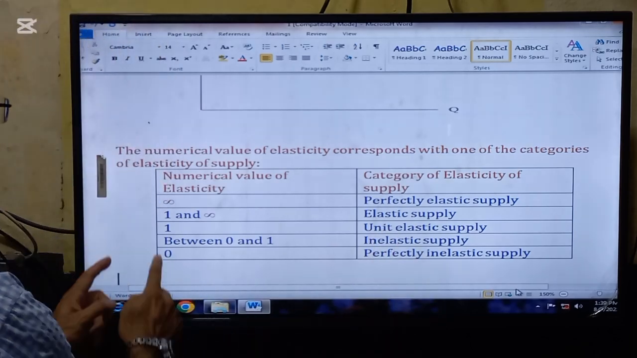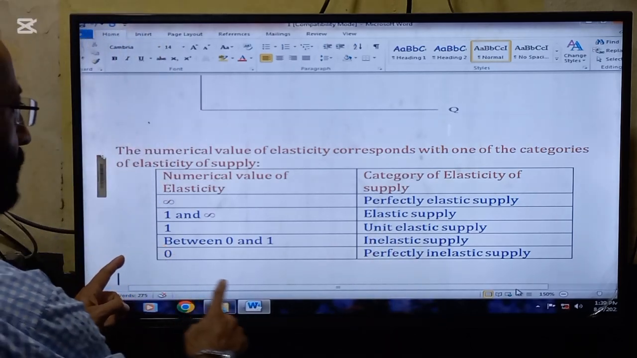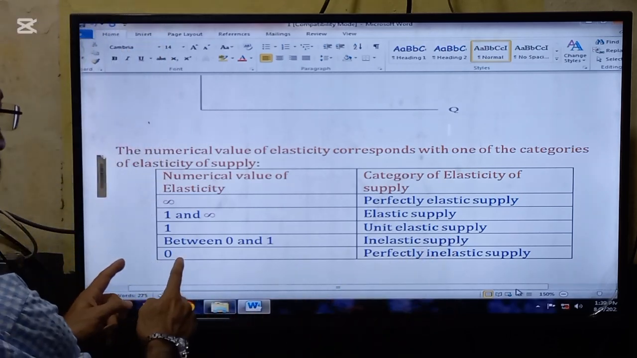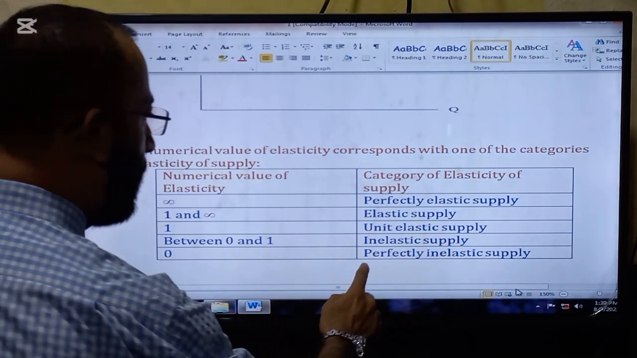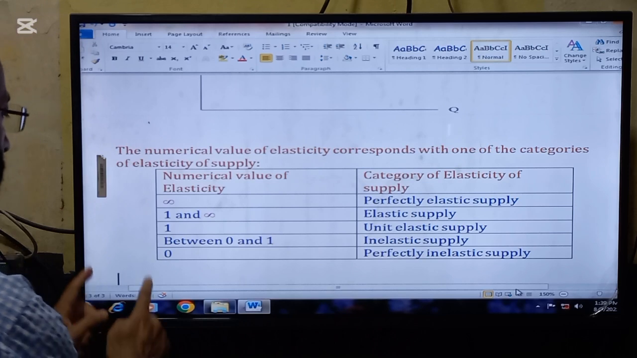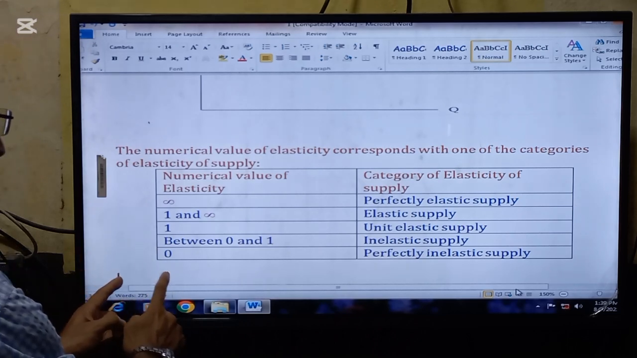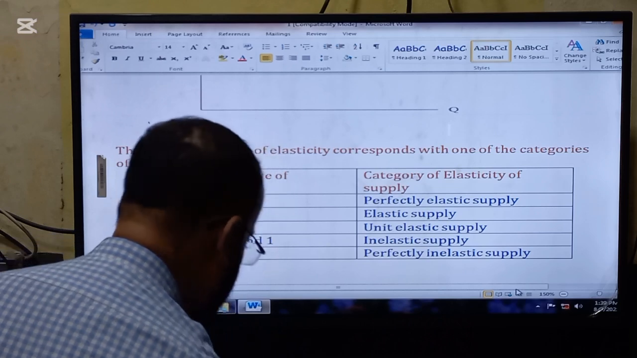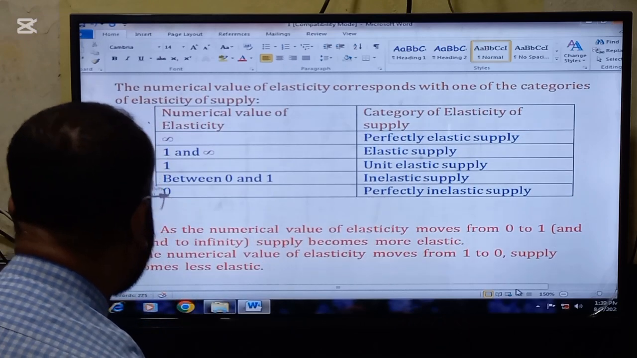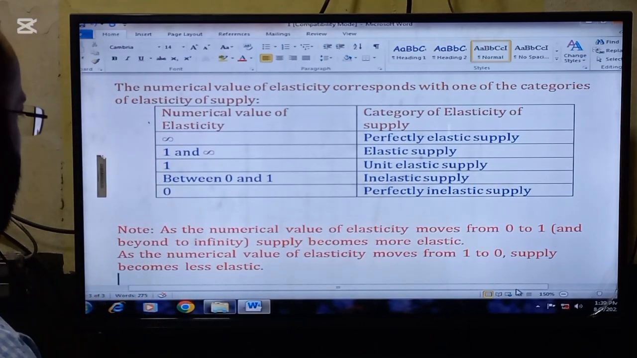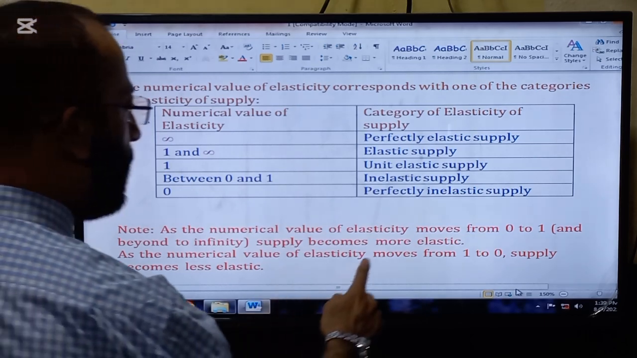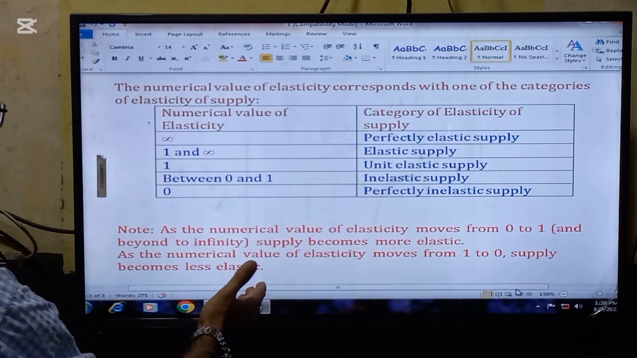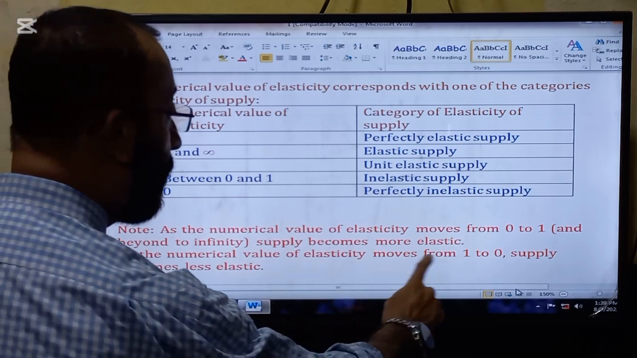supply. If the numerical value of the elasticity is 1, the category will be unit elastic supply. If the numerical value is between 0 and 1, the category will be inelastic supply. And if the numerical value of the elasticity is 0, the category of elasticity of supply will be perfectly inelastic supply. And here is a note. As the numerical value of the elasticity moves from 0 to 1 and beyond to infinity, supply becomes more elastic.